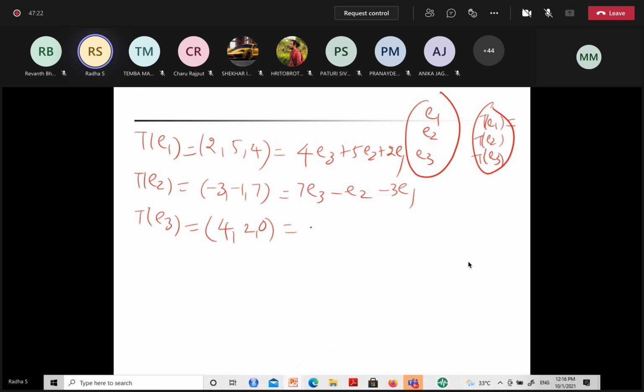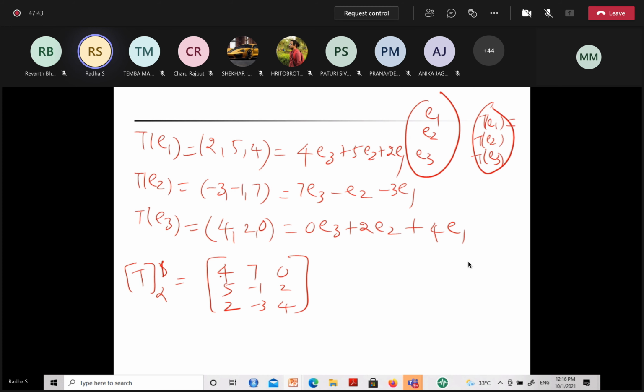So this is A plus B whole square is 0, 1, E3, 2 square E2 plus 4E1. So what will be the matrix? Because matrix multiplication is not commutative. This is equal to 4, 5, 2, and 7, minus 1, minus 3.